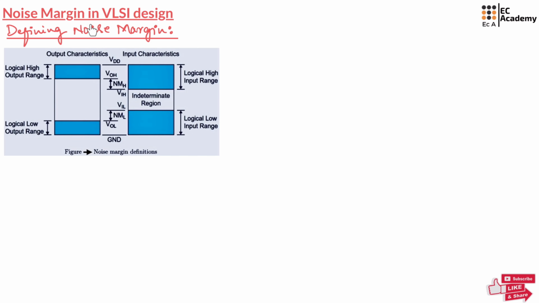Now let us define the different noise margins. The first is the low noise margin, represented by NML. The low noise margin is the difference between the maximum low input voltage that the receiving gate can tolerate and the maximum low voltage produced by the driving gate. As you can observe from this diagram, it is the difference between VIL and VOL. This equation tells us how much noise can be added to a low output before it is misunderstood as a high input.